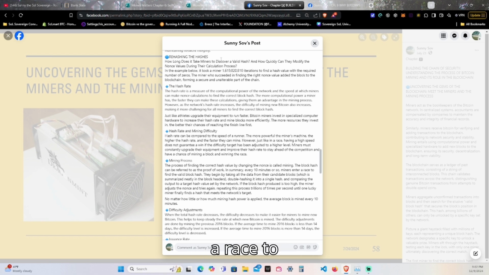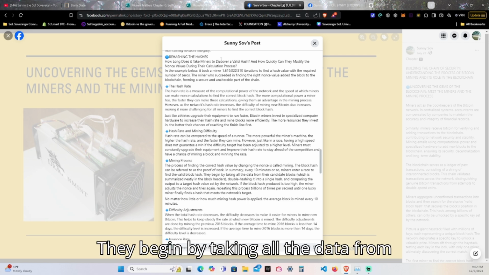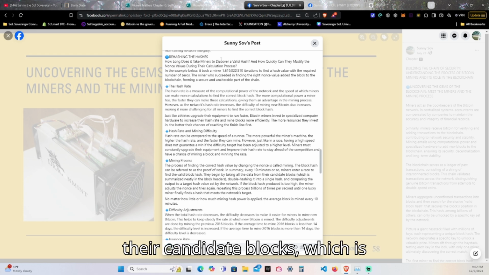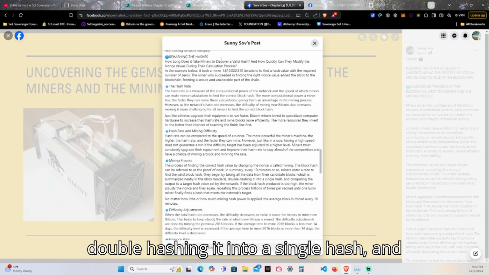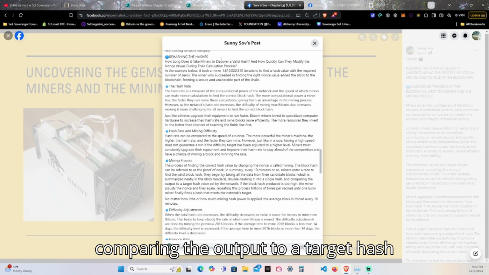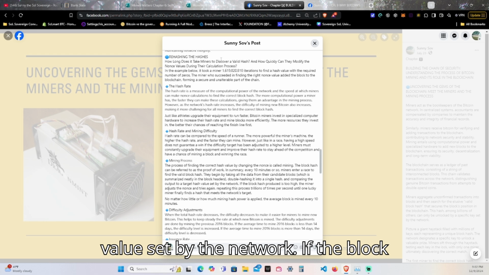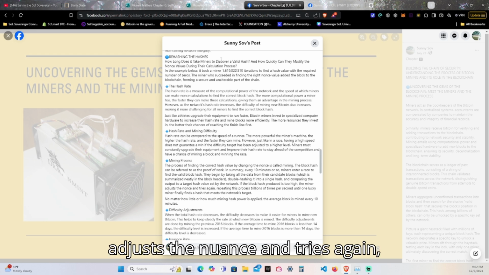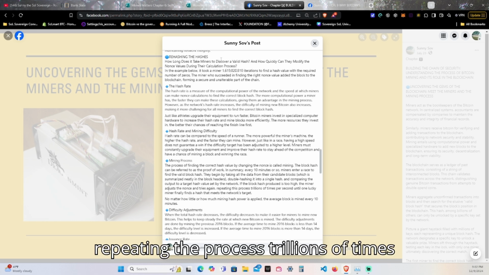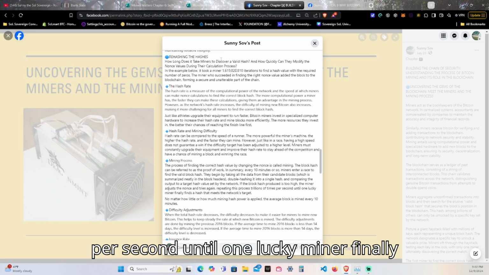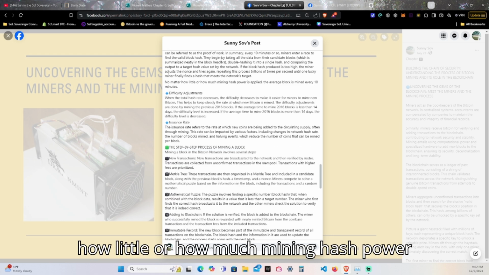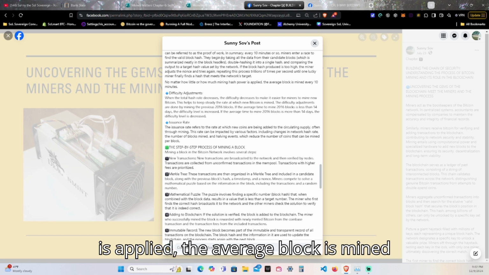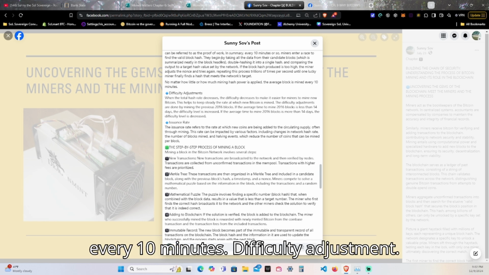In summary, every 10 minutes or so, miners enter a race to find the valid block hash. They begin by taking all the data from their candidate block, which is summarized neatly in the block header, double hashing it into a single hash and comparing the output to a target hash value set by the network. If the block hash produced is too high, the miner adjusts the nonce and tries again, repeating the process trillions of times per second until one lucky miner finally finds a hash that meets the network's target. No matter how little or how much mining hash power is applied, the average block is mined every 10 minutes.